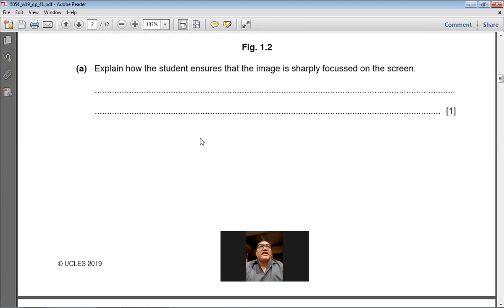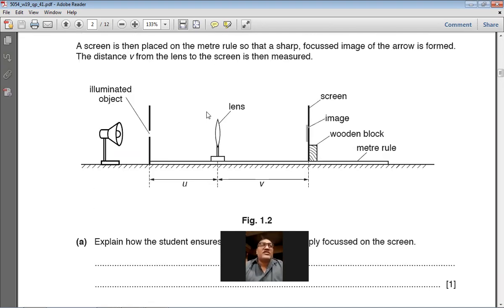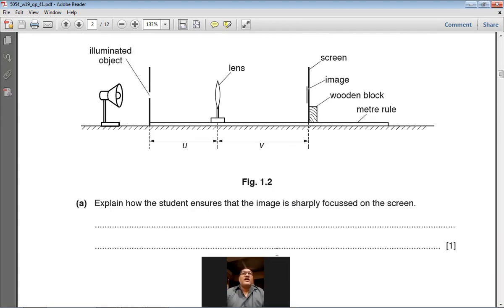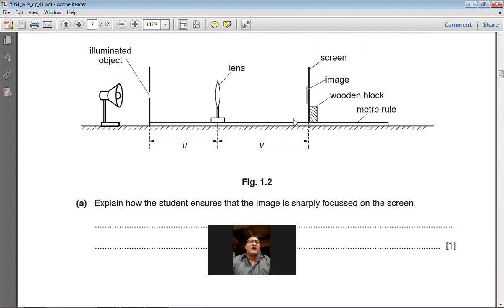So he says, explain how the student ensures that the image is sharply focused on the screen. The student will move the screen forward and backward. He will do hit and trial until he gets a very sharp, focused and clear image on that screen. Then he will stop the screen at that point. So he is looking for a point where the image is very clear.